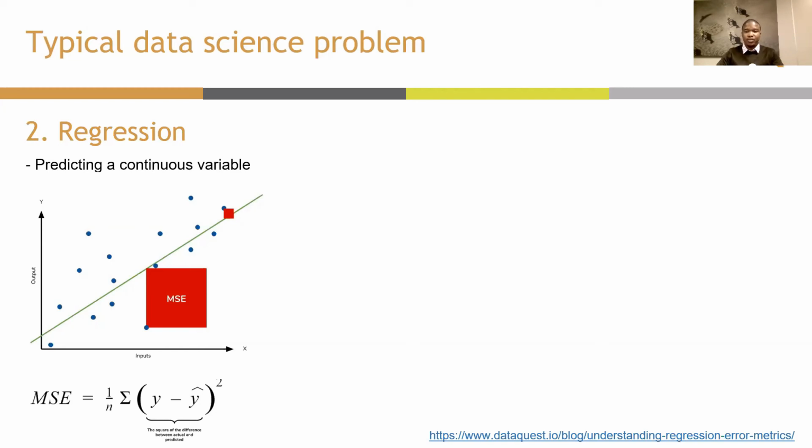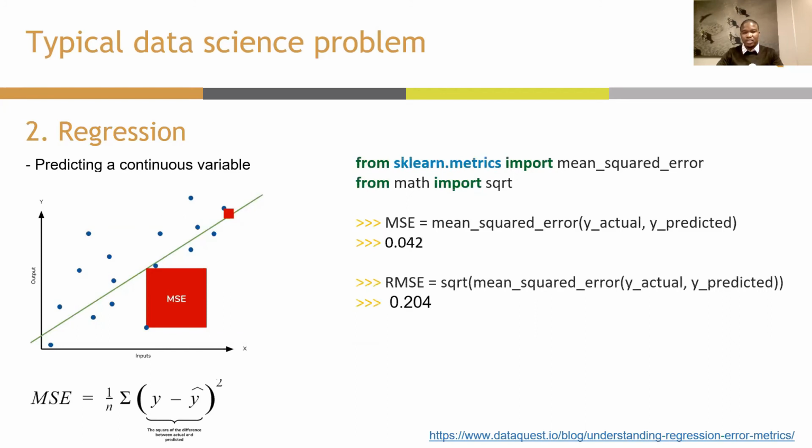The metric that they normally use in these competitions is MSE. Sometimes they also use root mean square error, which is just the square root of MSE. That's how we get those metrics from Python. And the type of data is text data and tabular data.